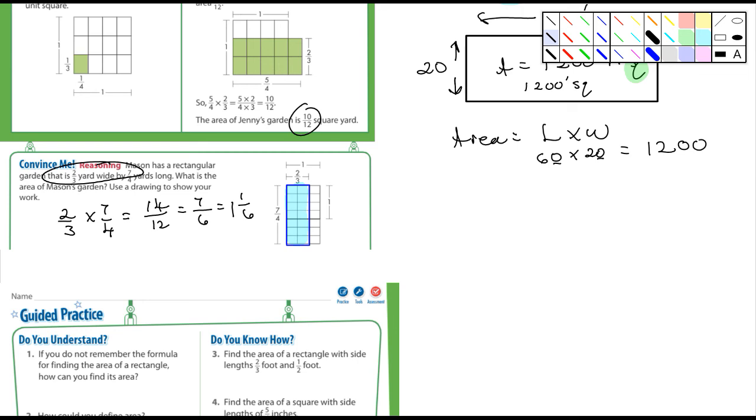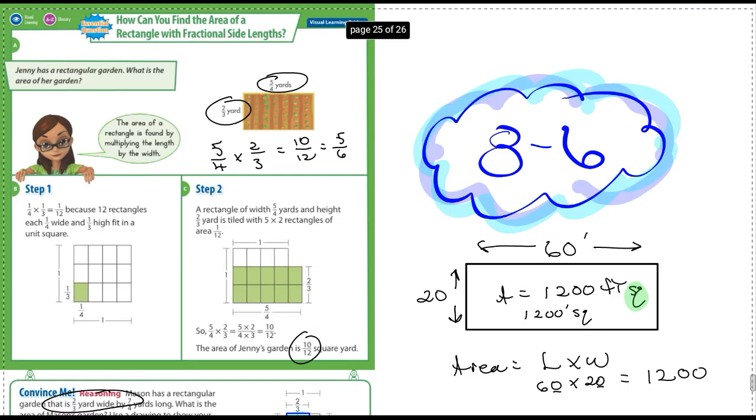1 1/6. What are we talking about here? Yards. So it's going to be 1 1/6 yards squared. Okay. Or I could have even put a little squared sign right there, yards squared. That would also work. So I could have written it as 1 1/6 yards squared. All right.